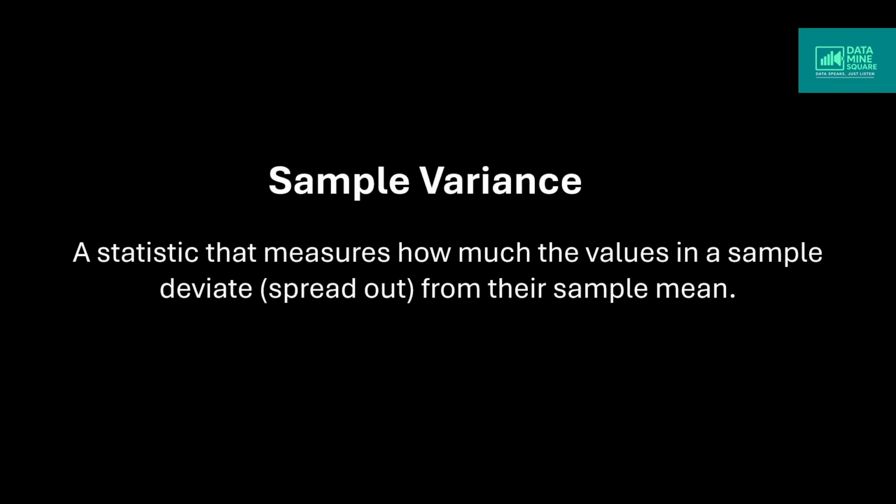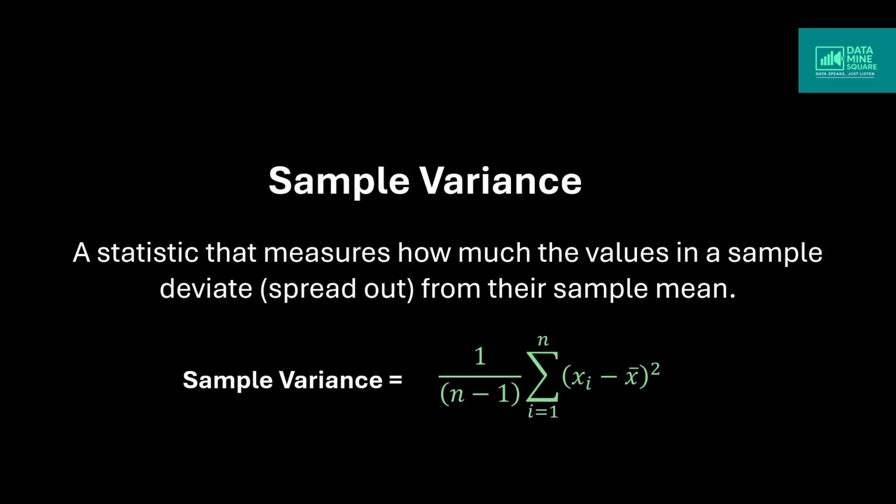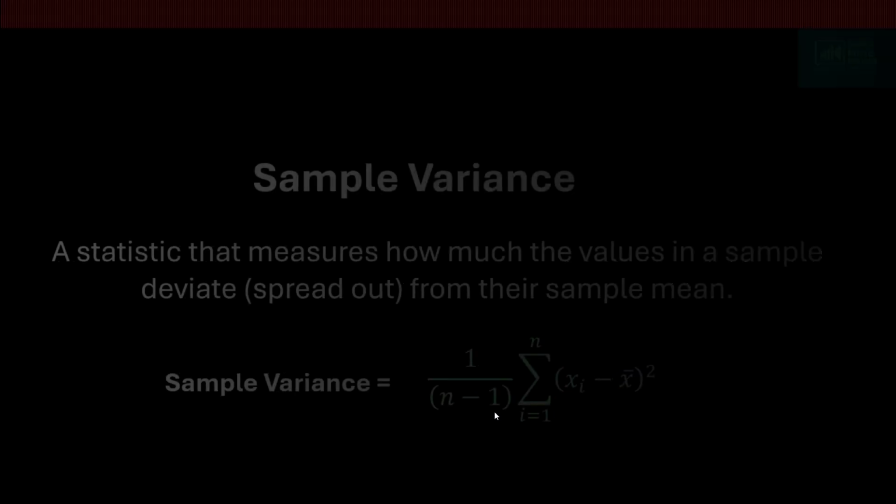Let's move forward and see sample variance. Sample variance is also a statistic like sample mean. This measures how much the values in a sample deviate from their sample mean. So sample mean calculates the center point of the data and sample variance calculates the deviation of the data points from that center. The mathematical formula to calculate sample variance is: we take the deviation of all the data points from the mean, then we square them, then sum. After doing this, we divide by n minus 1.